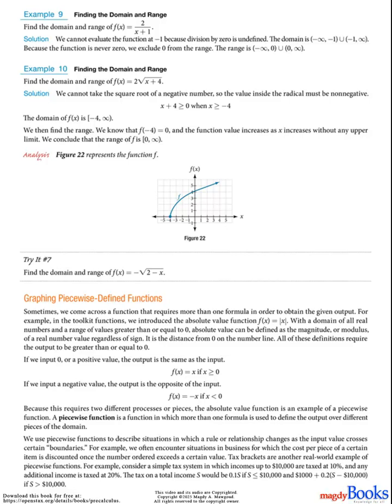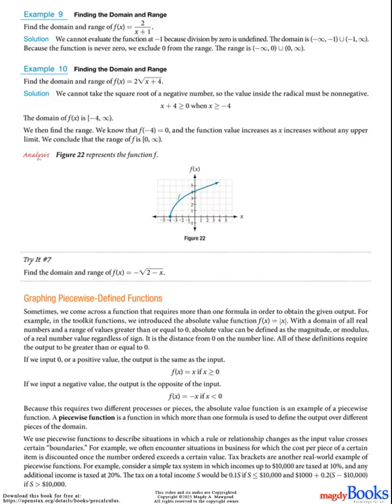If we input 0, or a positive value, the output is the same as the input. f of x equals x if x is greater than or equal to 0. If we input a negative value, the output is the opposite of the input. f of x equals negative x if x is less than 0. Because this requires two different processes or pieces, the absolute value function is an example of a piecewise function.